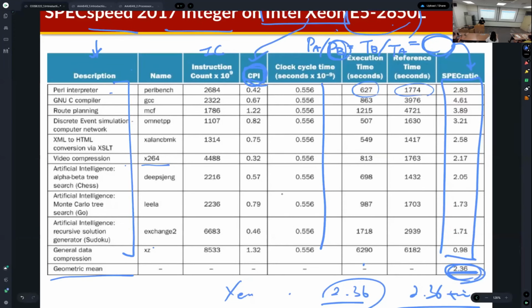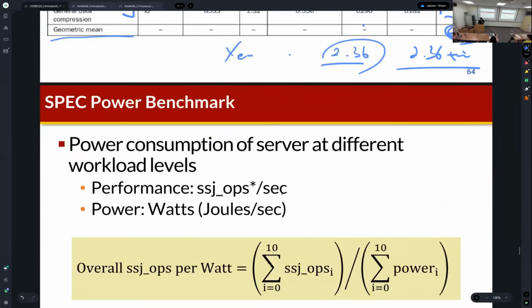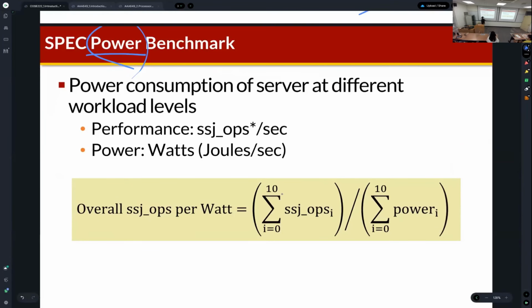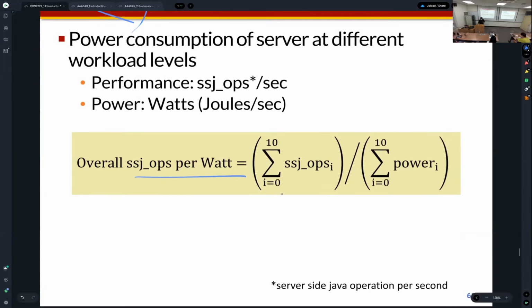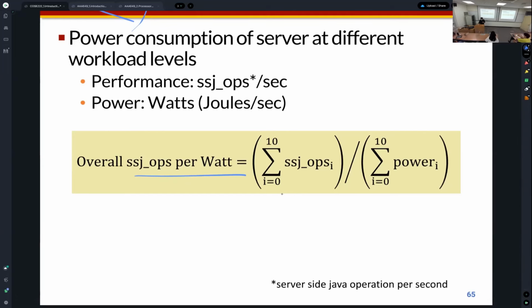Okay, so benchmarks are selected popular applications which are used for measuring the performance of a computer system. Also, SPEC provides the SPEC power benchmark. So how can you measure the power consumption of a computer system? Actually, SPEC provides a different metric, the overall SSJ_OPS per watt. So what does that mean? SSJ_OPS means server side Java operations per second.